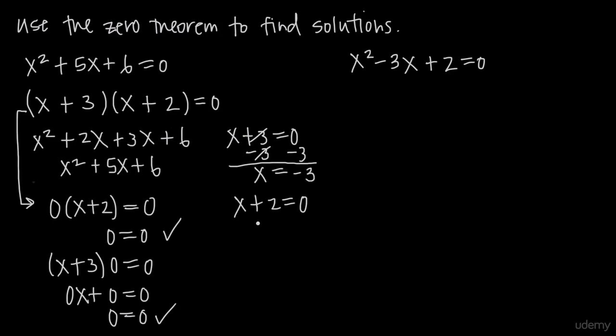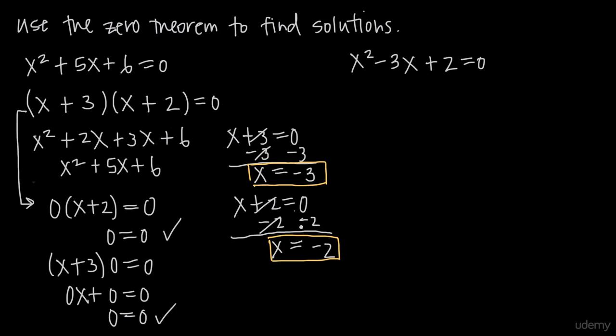For our second one, we'll do the same thing. We'll subtract 2 from both sides of our equation, and what we'll get is positive 2 and negative 2 to cancel on the left-hand side. x plus 0 is just x, equal to negative 2. And now what we have are two solutions to our equation, x equals negative 3 and x equals negative 2. These are the solutions or the roots to the polynomial equation we were given.